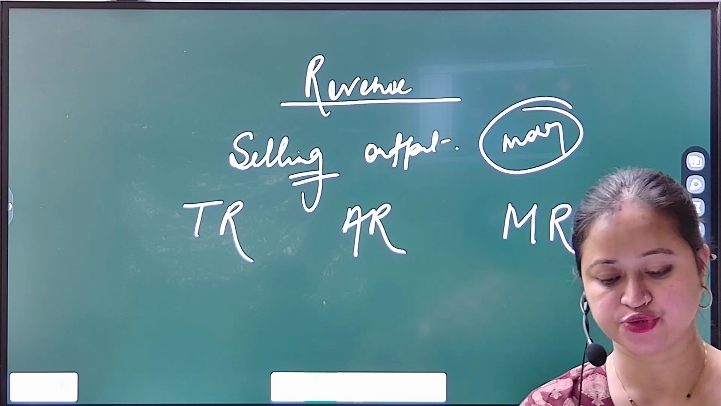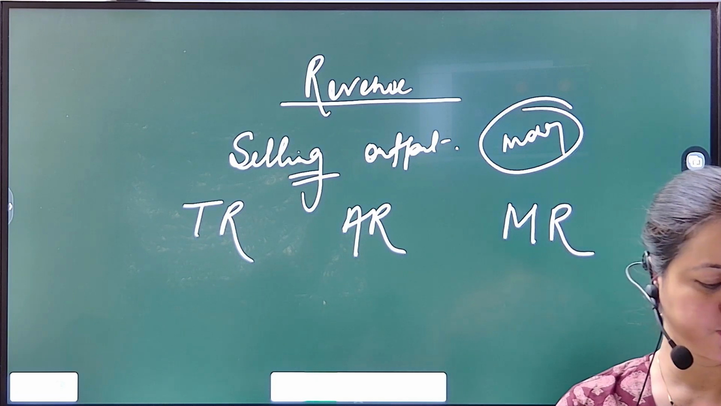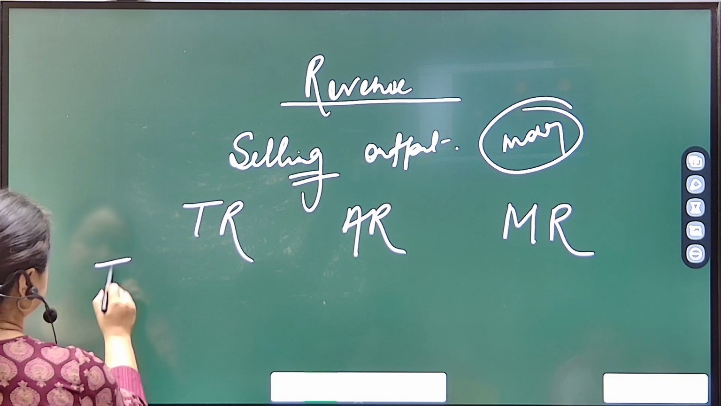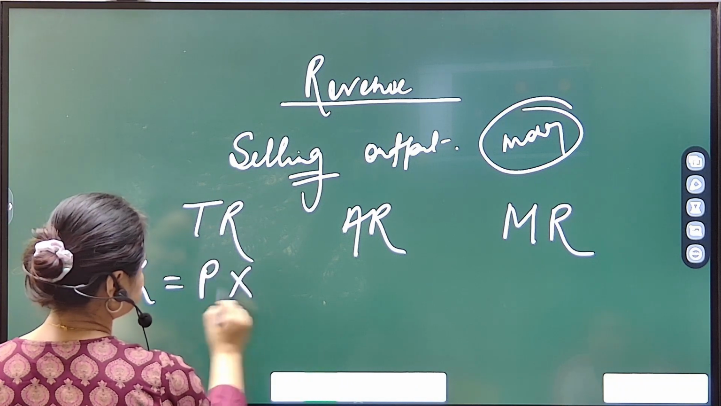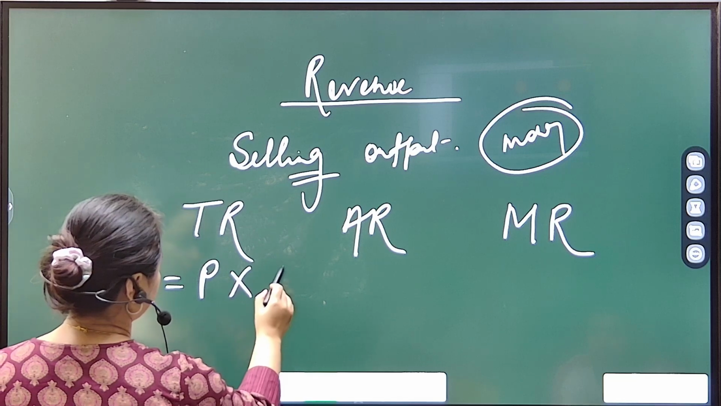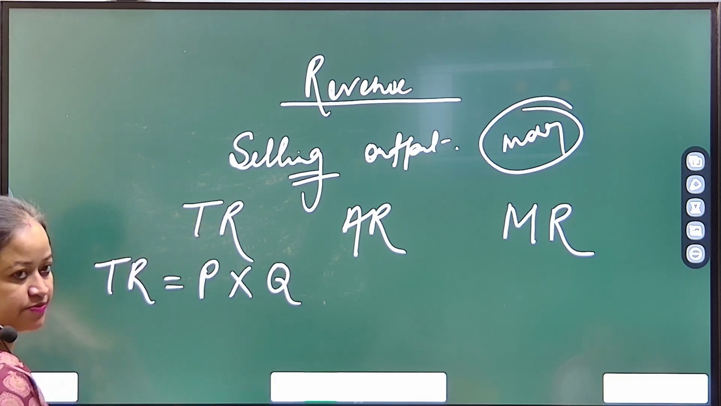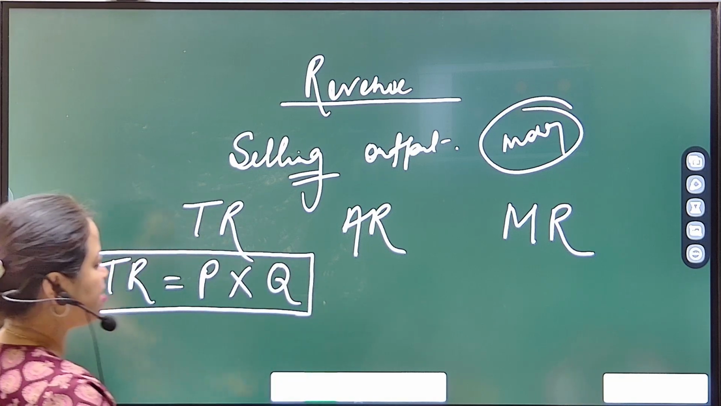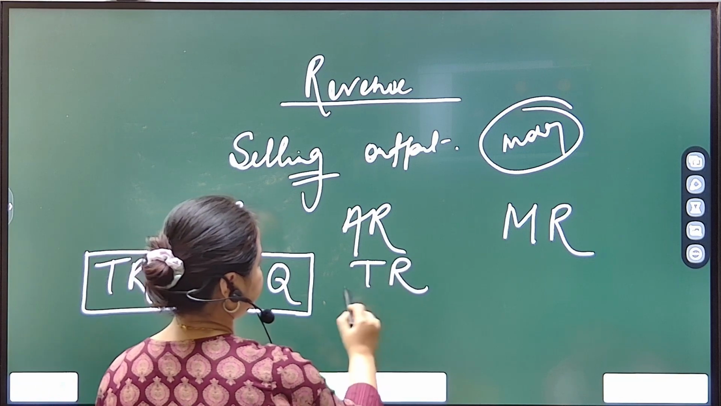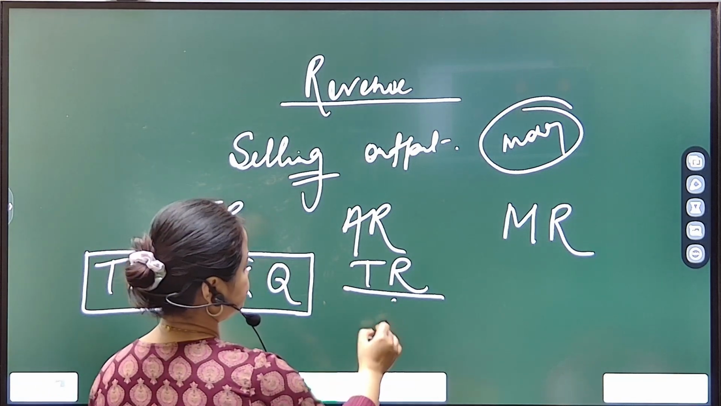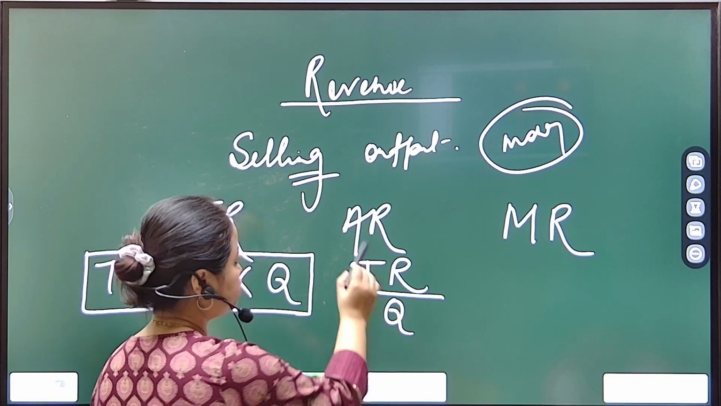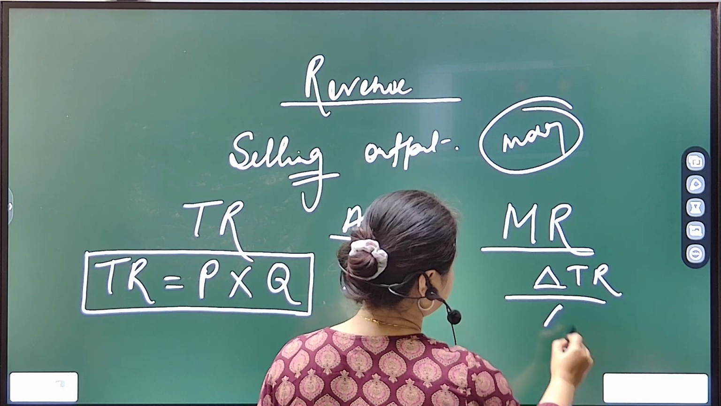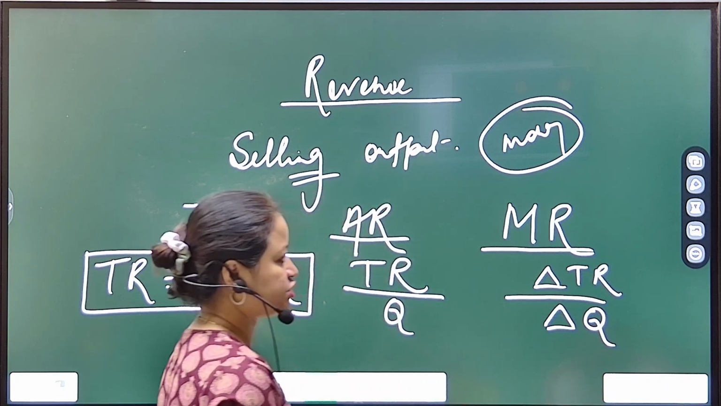So TR equals P into Q. P means price of one unit, and Q is how much quantity you have sold. So that is your TR. AR is TR divided by Q. And MR is change in TR divided by change in Q. That is your marginal revenue.